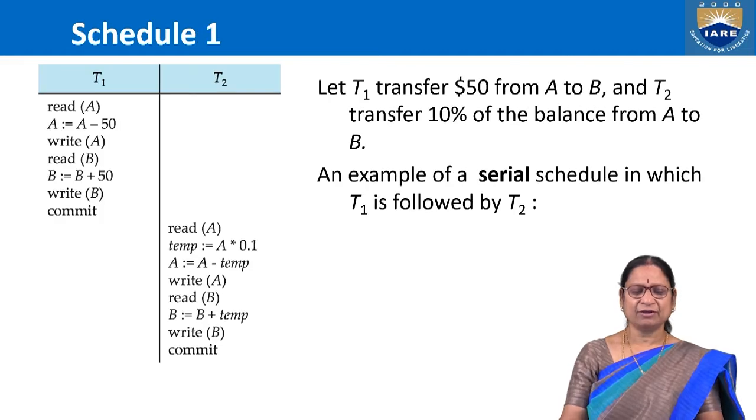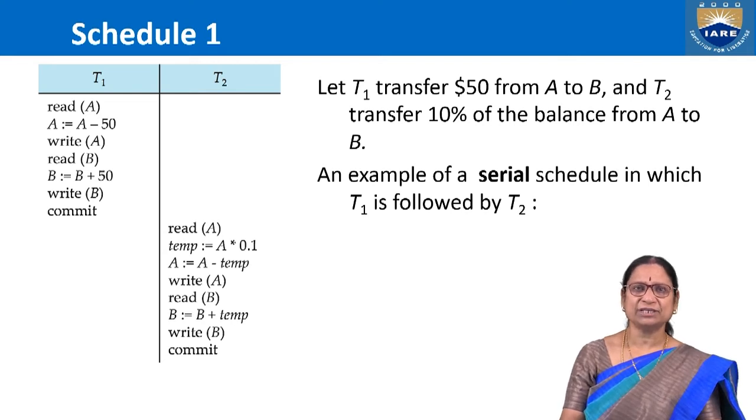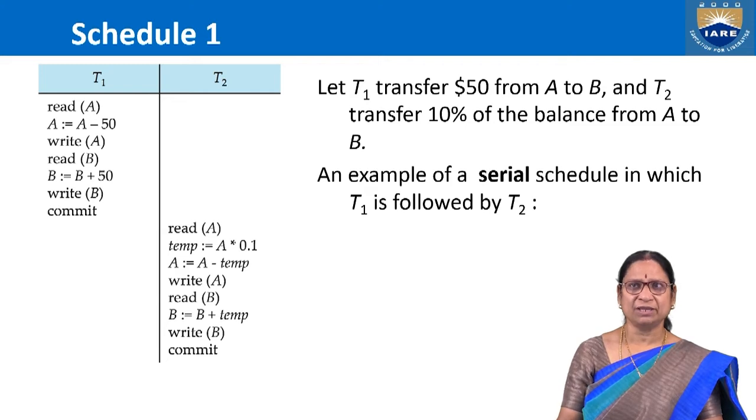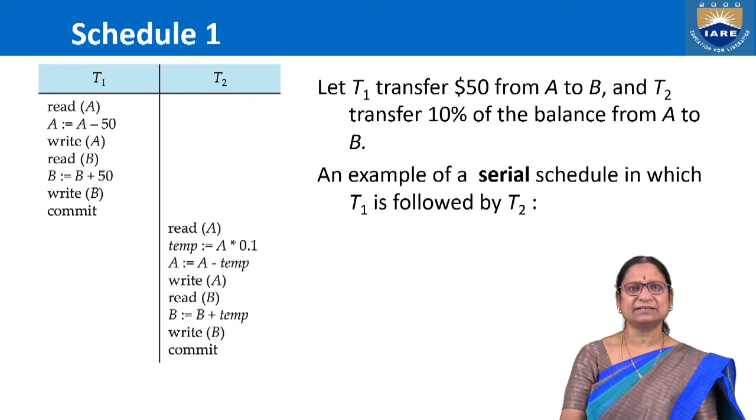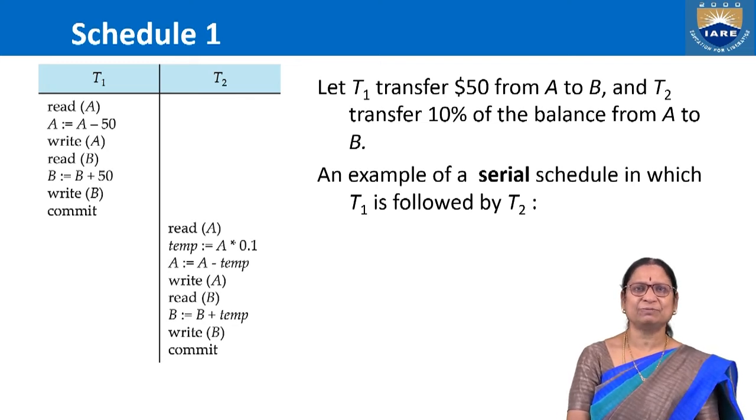A schedule means, when we have multiple transactions, how these transactions are executed. For example, the basic schedules are serial schedules. Let us assume there are two transactions. The first transaction T1 is transfer of $50 from account A to account B. The second transaction is transfer of 10% of the balance from A to B. So 10%, not 50, is going to be transferred from A to B. These are the two transactions given by two users.